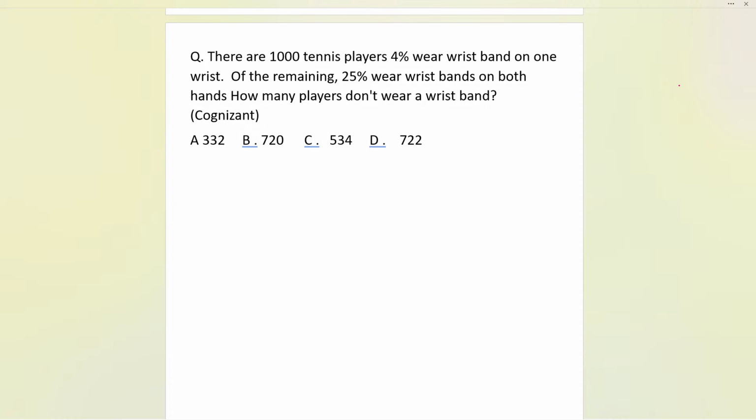Okay, time up. Now let me tell you. What will we have to do here? We have 1000 tennis players. 4% wear the wristband on one wrist. Okay, we are talking about one wrist. Now the next part is telling us, of the remaining, 25% wear on both hands. Okay, fine. How many players don't wear?